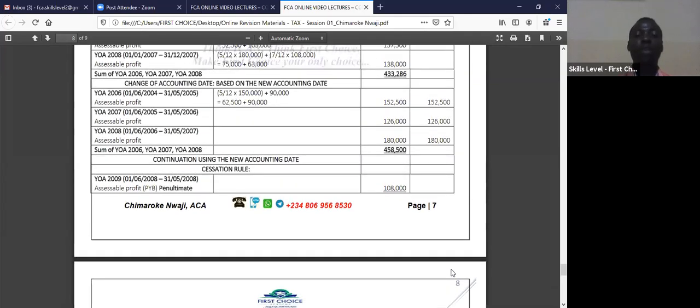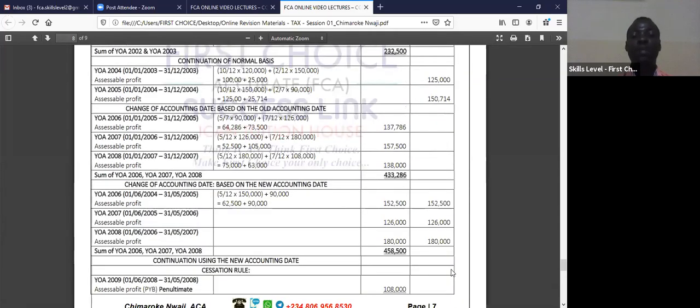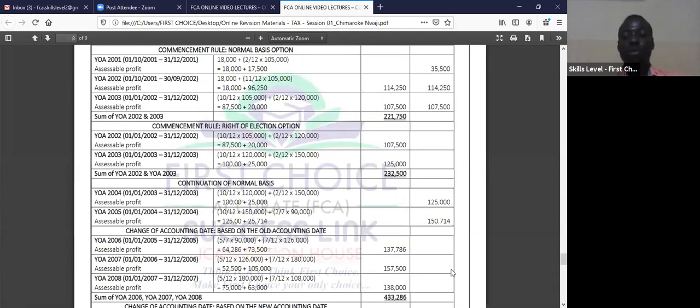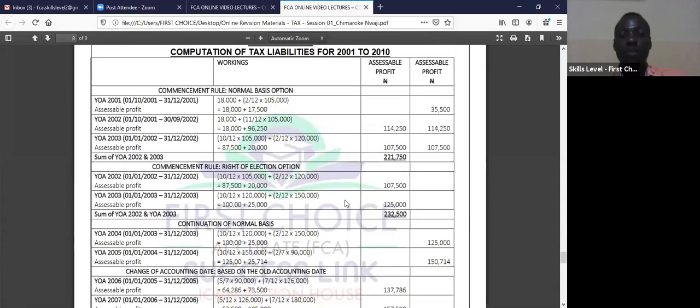So this account has shown us how we can do the commencement rule, seeing how the commencement rule was done. The first year takes from the date the business started down to December 31st. The second year takes from the date the business started, counts 12 months. The third year ends on the preceding year basis on the account choosing date. You count 12 months back.